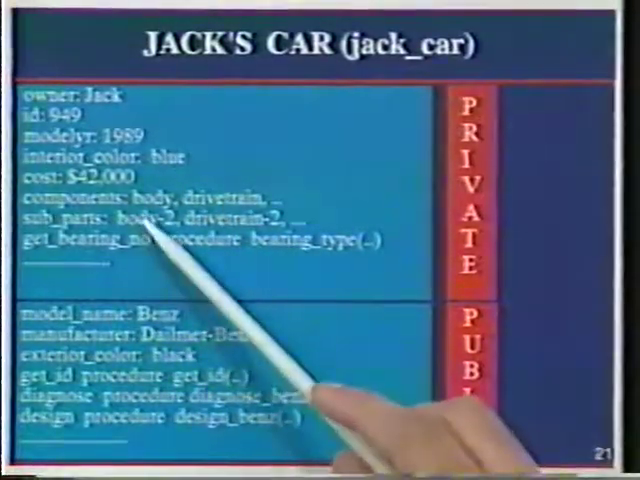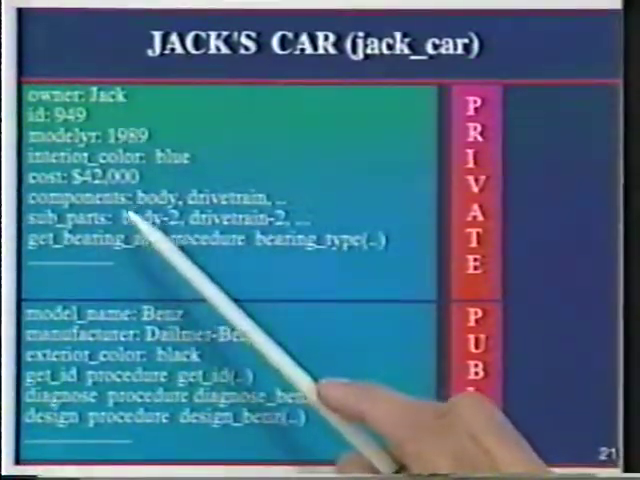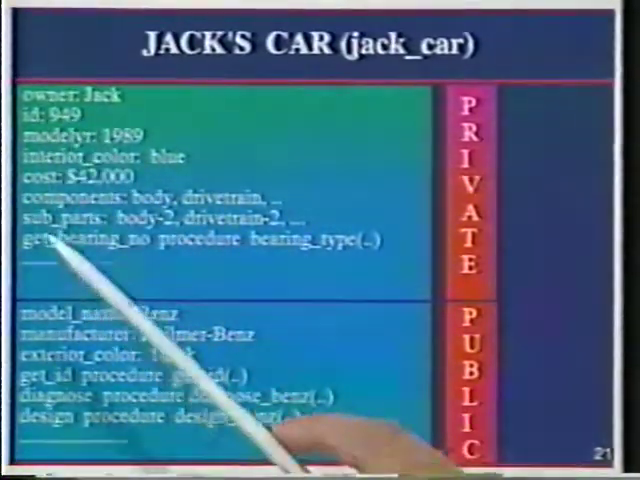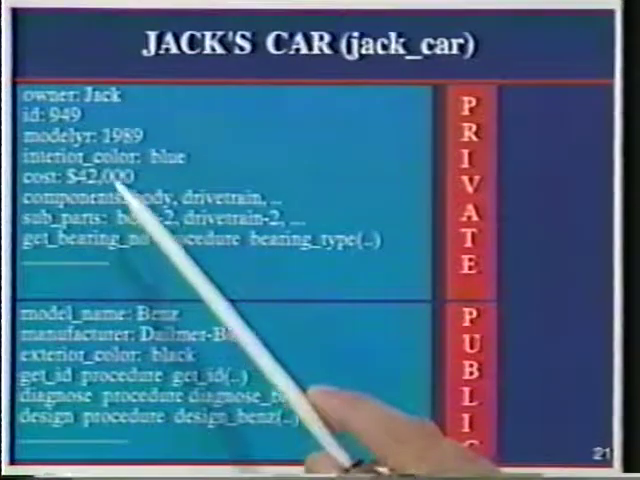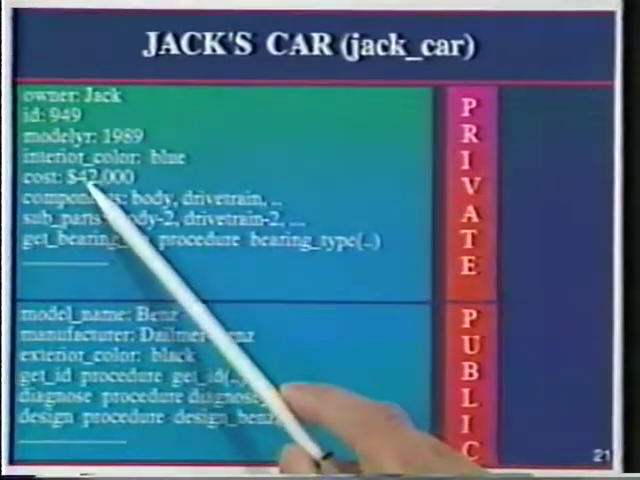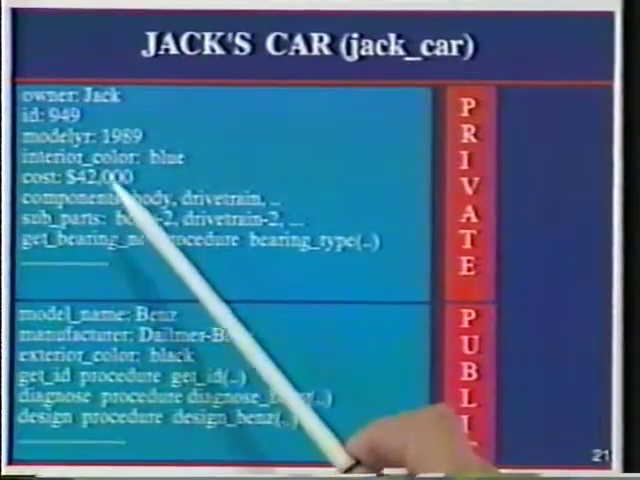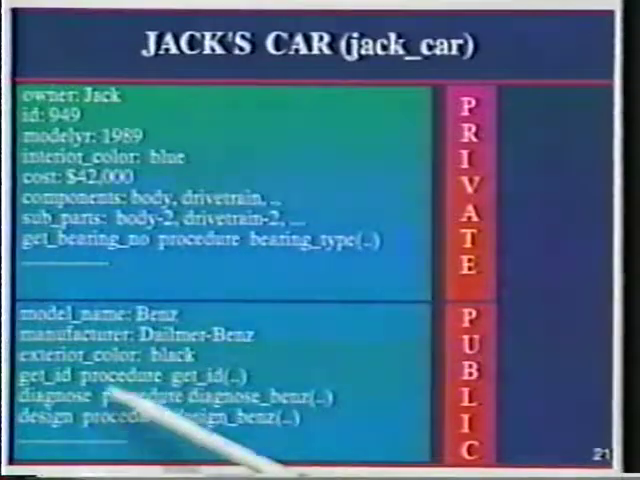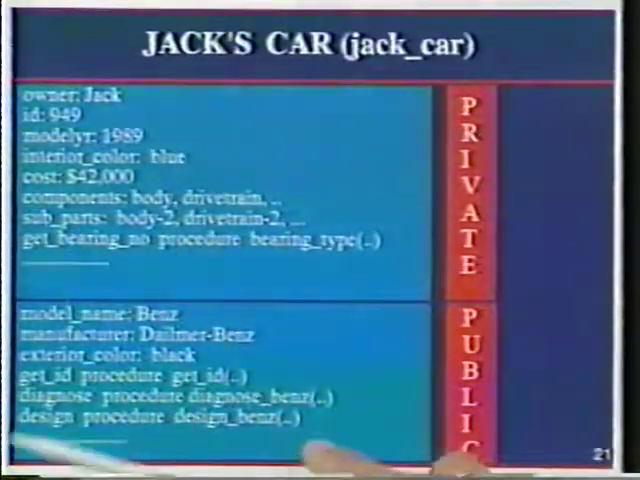In a similar way, just like as we have defined Mary's car, we can now do the same thing to Jack's car. Now, look at Jack's car. Jack's car is very similar to Mary's car. The owner is Jack, the ID is different, 949. The model year is almost the same. The interior color is a little different. The cost is about $2,000 more. Jack has some additions onto it. Otherwise, things are the same in the public interface and private interface.